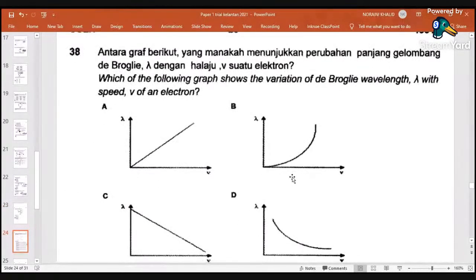Number 38, which of the following graphs shows the variation of de Broglie wavelength lambda with the speed of an electron? So de Broglie wavelength is equal to h over mv, Planck constant divided by momentum. So the relationship between lambda and v is inversely proportional. So we get the answer G. Yeah?